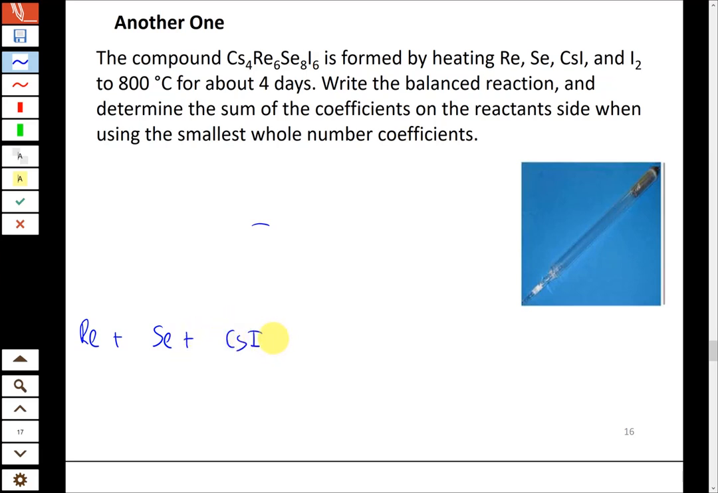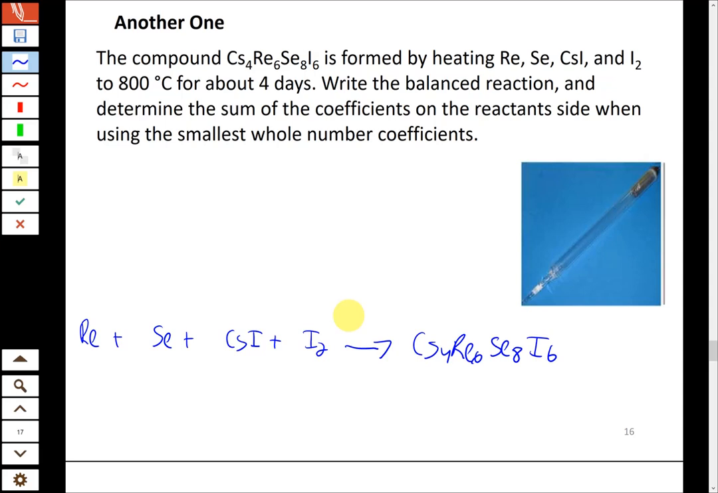Then the last reactant is going to be I2, and the product is this monstrosity here, Cs4Re6Se8I6. So basically one of the first things I had to do when I started working in a research lab second year of college was figure out how to balance this equation and then figure out how much of each of the reactants I need to make the product that I wanted. So we're going to get to that in a second. We don't know how to do that yet. But first step was balancing the equation, so we're going to start with that.